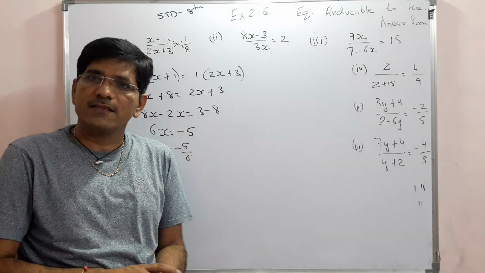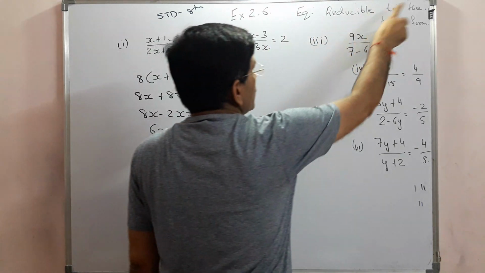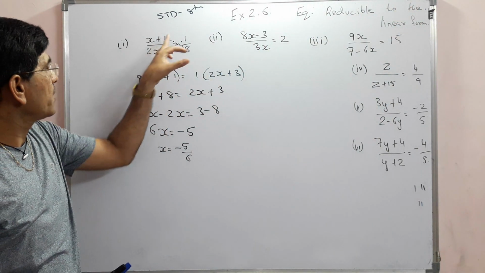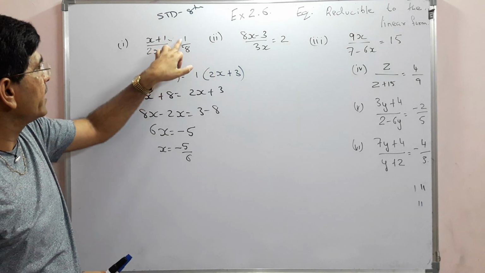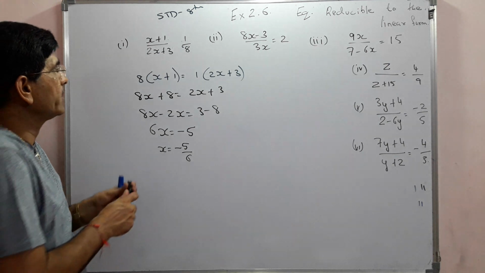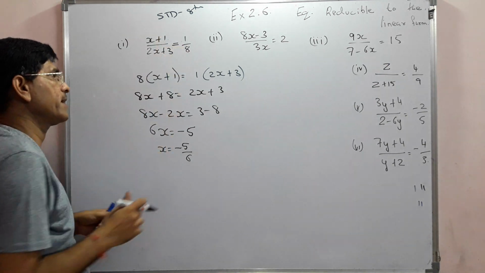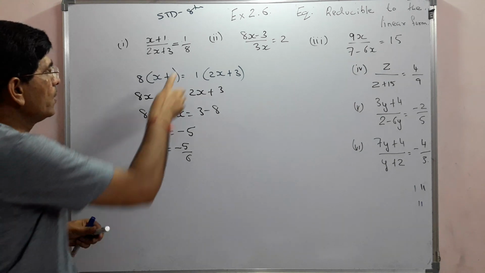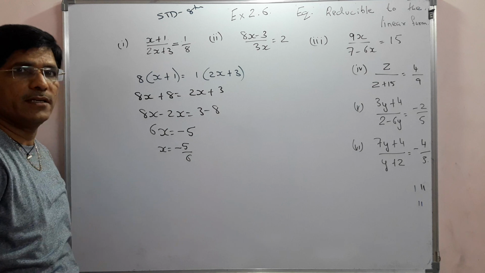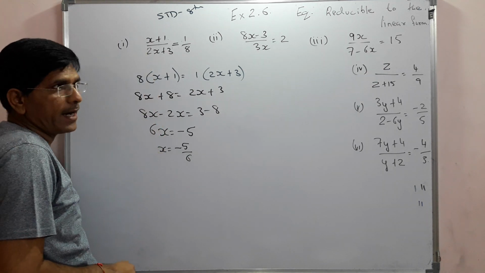Again we are discussing what we have to plan. Reducible to the linear form. So x plus 1 upon 2x plus 3 is equal to, we have to write 1. So here equal to is given. What we have to plan? Cross multiplication we have to do. So 8 should be here and 1 in bracket 2x plus 3. Now write this and get the value x equal to minus 5 by 6.